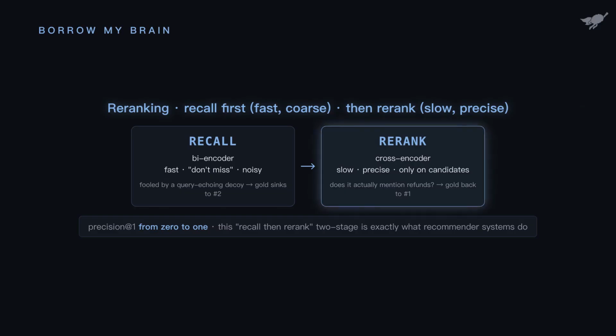The first layer retrieval gets fooled by a decoy that echoes the question's wording but is actually off topic. It ranks the decoy first and pushes the real answer down to second. The reranker takes one look. Does this chunk actually mention refund or not? One vote, and it shoves the real answer back to first. Precision at 1, from 0 to 1.